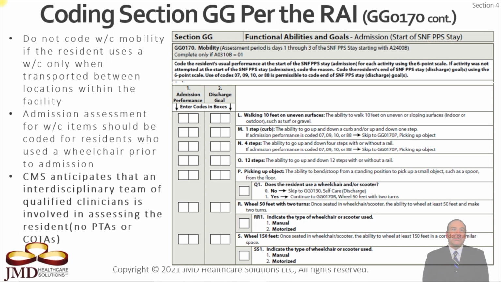All right. Do not code wheelchair mobility if the resident uses a wheelchair only on transport between locations within the facility. You've seen this before. If someone comes in with a wheelchair, and all of a sudden we're coding them with a wheelchair. If they don't use a wheelchair, you don't need to code a wheelchair. And if they're just using it to get to and from the van or a dialysis appointment, that isn't something we usually code. We're only coding wheelchair mobility for people who use wheelchairs when they usually are moving around, forever.